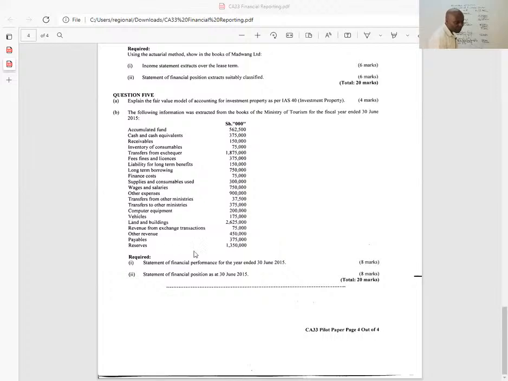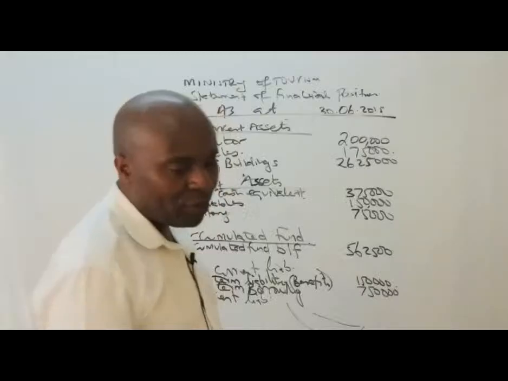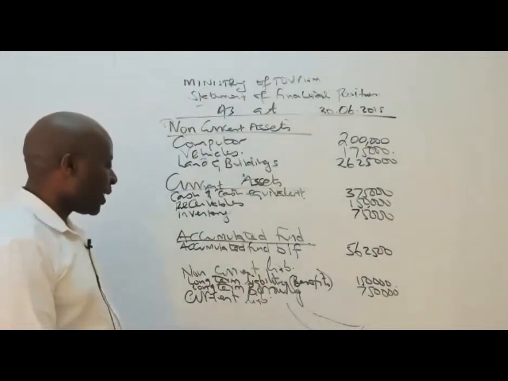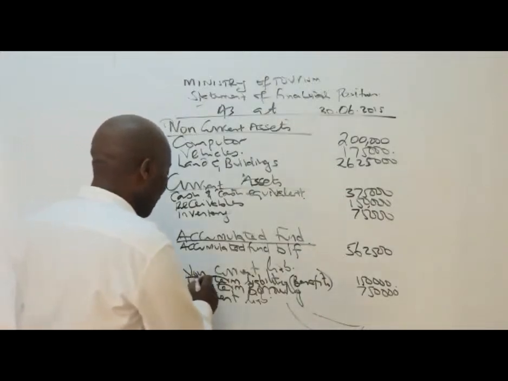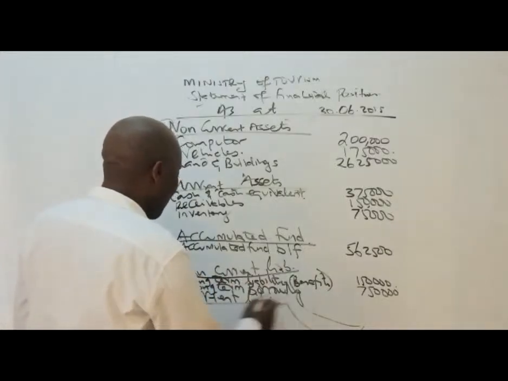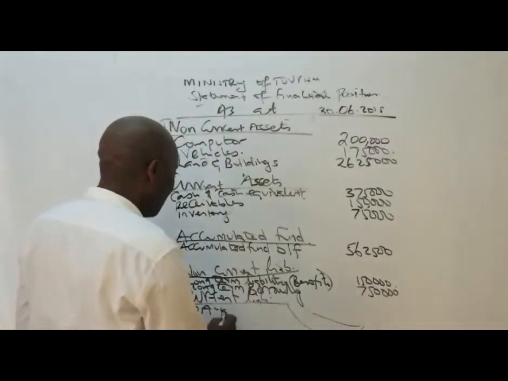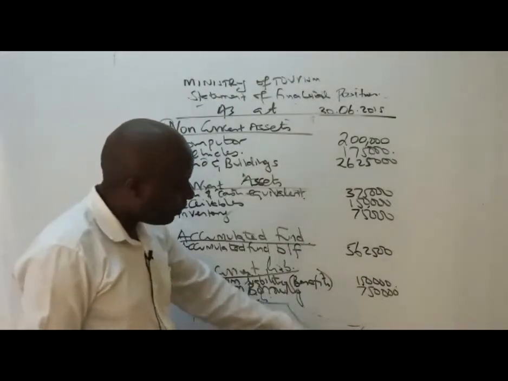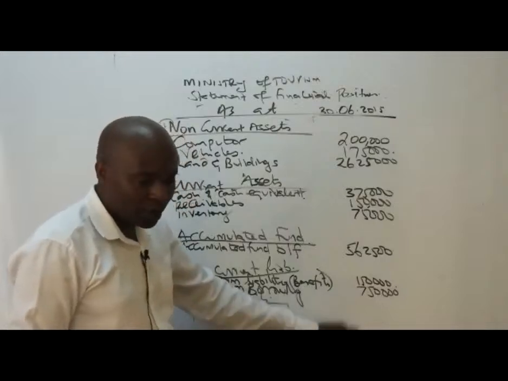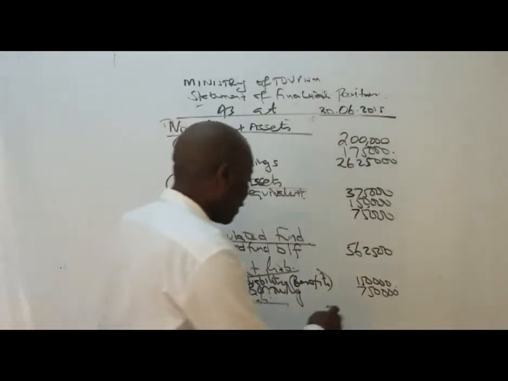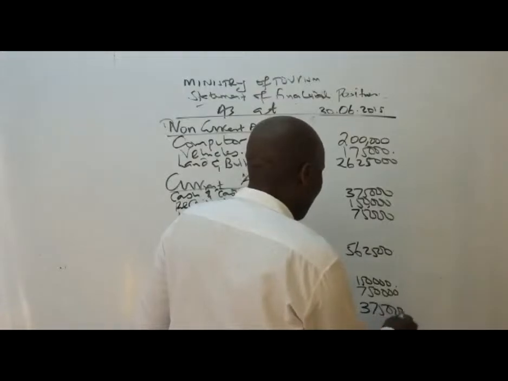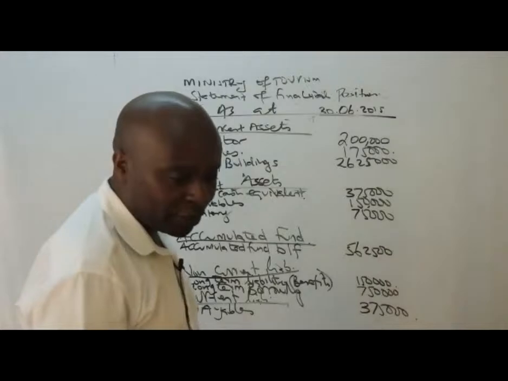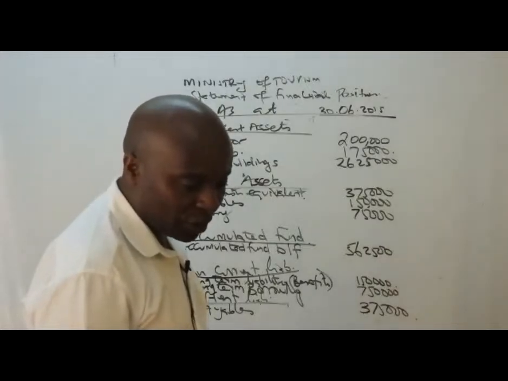So payables, where do I take payables? Thank you very much, Victoria. Payables are current liabilities. Under current liabilities, come and give us payables. Payables over how much? 375,000. Payables of 375,000. Thank you very much. From there we have, ladies and gentlemen, the last one.